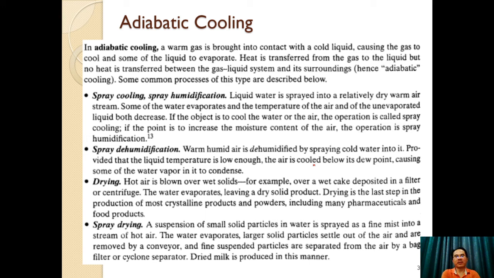Okay, the last example is spray drying. In spray drying, a suspension of small solid particles in water is sprayed as a fine mist into a stream of hot air. The water evaporates, and larger solid particles settle out of the air and are removed by a conveyor. Fine suspension particles are separated from the air by a bag filter or cyclone separator. Dry milk is produced in this manner.